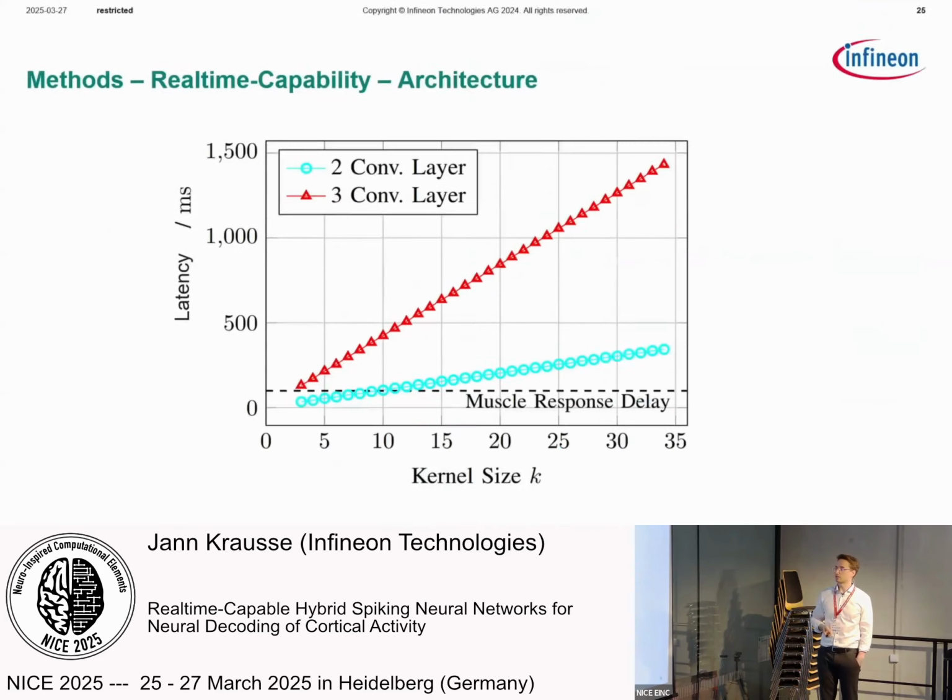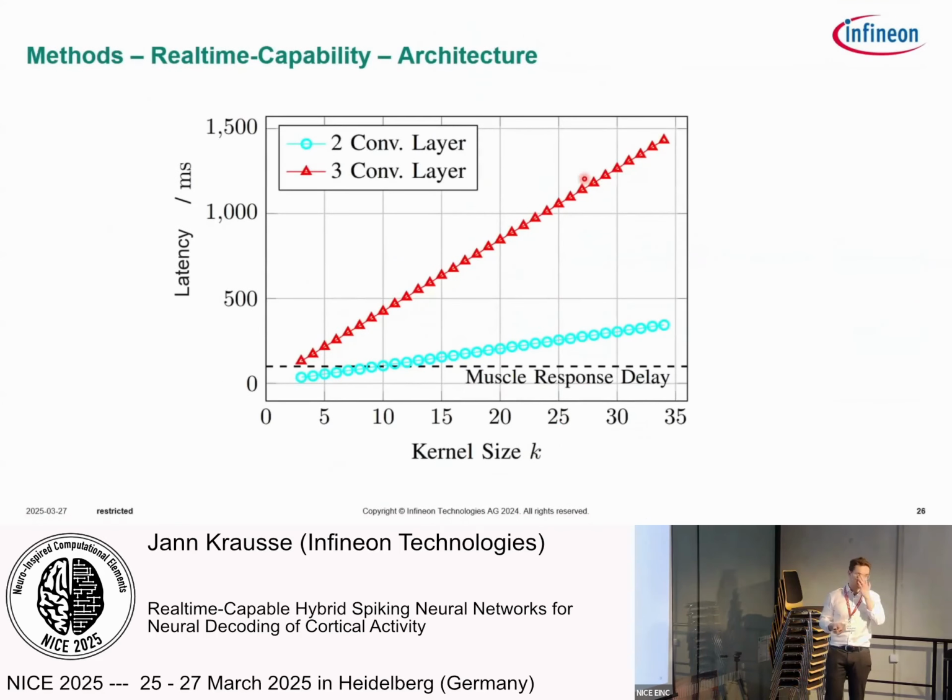The second thing that we did is look at the architecture of the convolution in the first place, of course. So having a different number of convolutional layers scales differently in latency with the kernel size. And here you see this dashed line at the bottom.